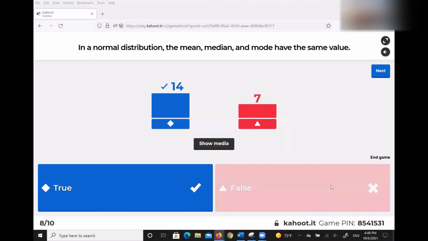Right, so in a normal distribution, the mean, median, and mode have the same value. Yes, it is true. Remember, we did it. We even constructed the graph for it, and when we calculated the mean, median, and mode, they were all the same. So yes, that is true.